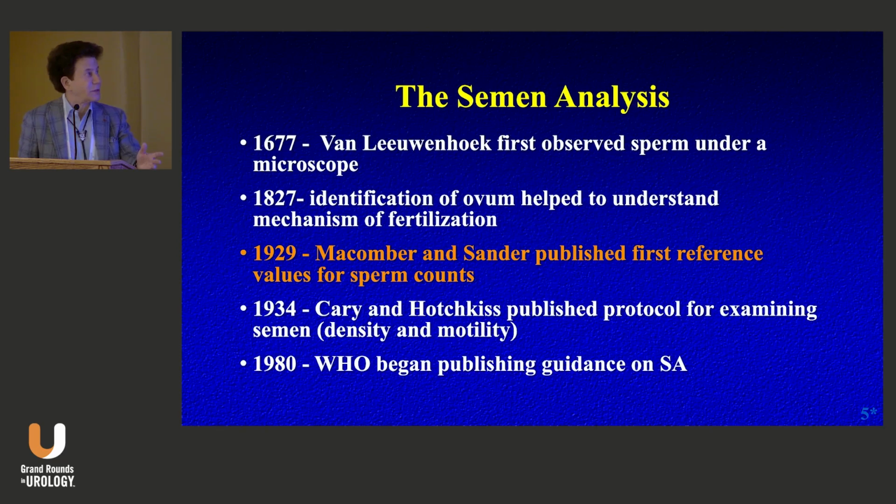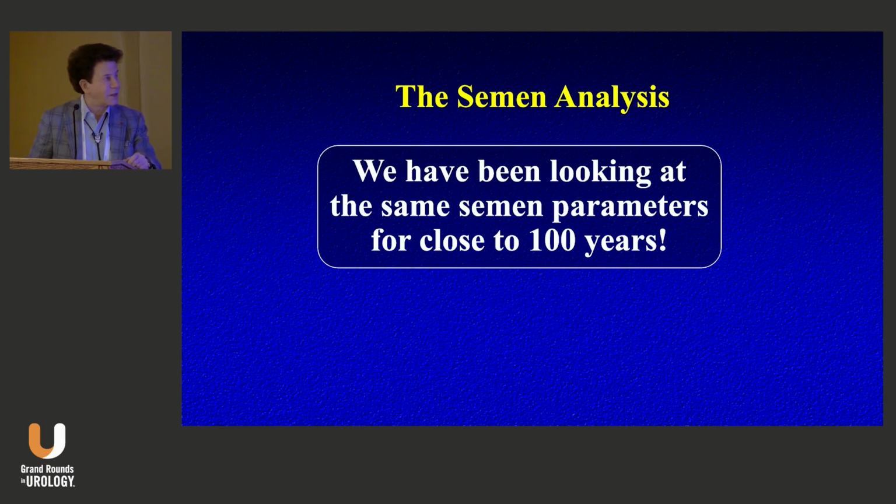I'm not going to go through this, except that the first time sperm were seen under the microscope was in 1677. And then we jump here to 1929, when Macomber and Sanders published the first reference values for semen. And we have been looking at the same semen parameters, density, motility, and sperm shape, now for close to 100 years, and very little has changed.